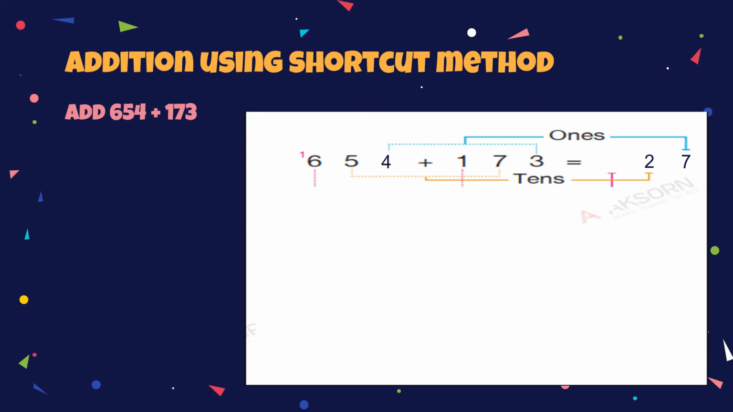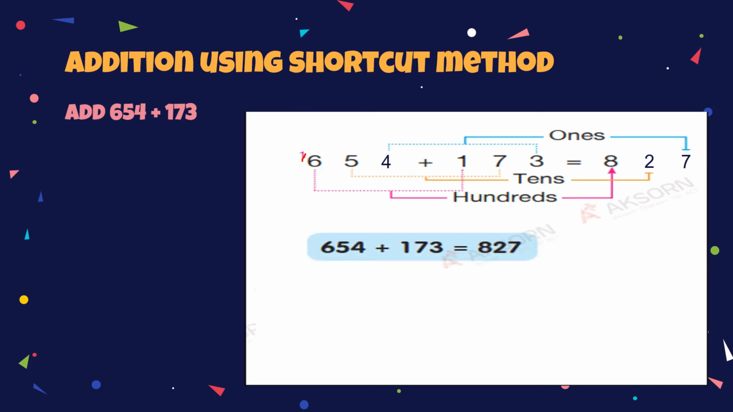So we're going to move the hundreds to the hundreds place. So we're going to add 1 here. So for the third step, we're going to add the hundreds. Since we add 1 here, we're going to add 1 plus 6, 7 plus 1 is equal to 8. So 654 plus 173 is equal to 827.